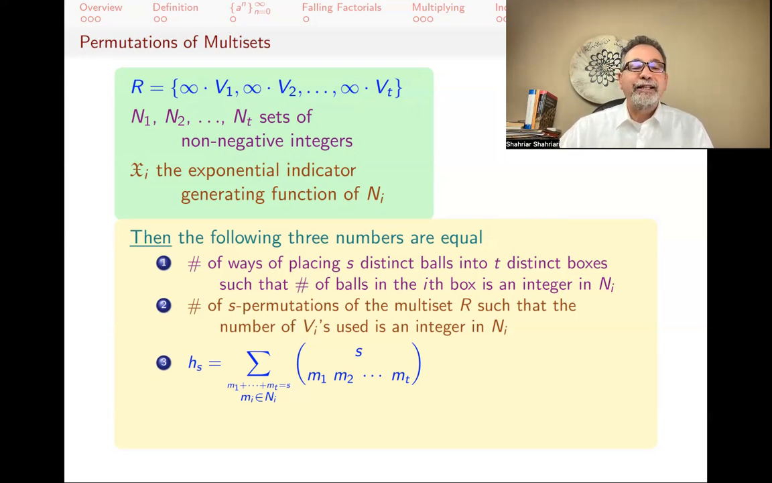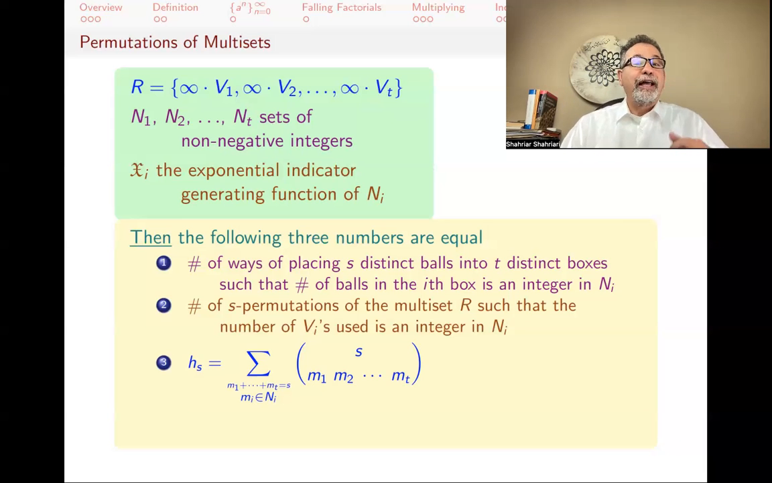And so let me do that in the context of finding s-permutations of the multiset R with these restrictions. If I want to do that, one way is to say, let me pick the s elements first, and then I will permute them. If I pick the s elements, then I have to know how many v1s I want, how many v2s I want, how many vt's I want. So I want to solve m1 plus m2 plus ... plus mt equals s.